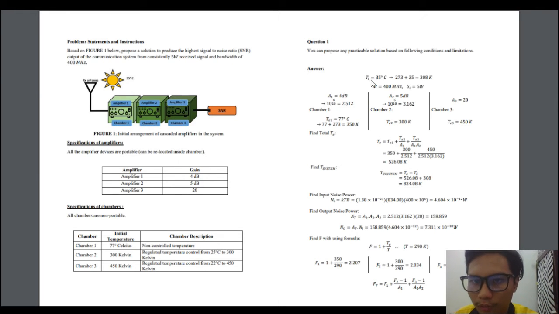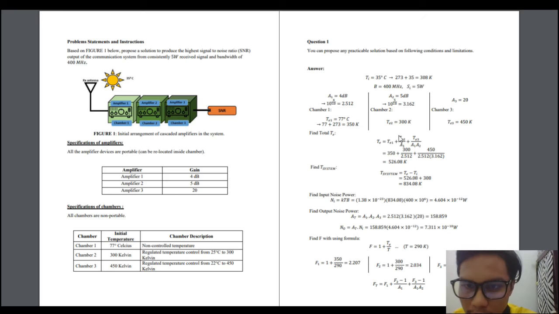So the value for the temperature, initial pressure is 308 Kelvin. For the bandwidth is 400 MHz, and for the S input is 5 watt. For the A1, we get 2.512, A2 is 3.162, and A3 is 20. For chamber 1, TE1 is 350 Kelvin, TE2 is 300 Kelvin, and for chamber 3 is 450 Kelvin.